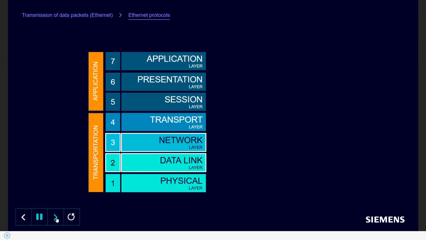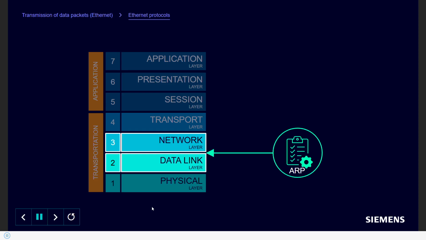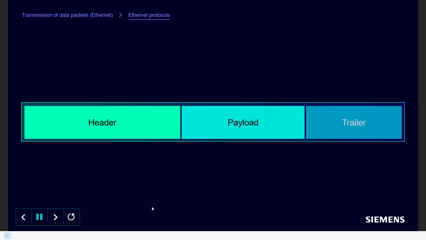ARP is often assigned to layer 3. ARP is responsible for address resolution, however, which actually isn't a task of layer 3. As ARP and IP are closely linked, ARP would be correctly assigned between layers 3 and 2. A frame essentially consists of 3 subsections: a header, the payload, and the trailer. Depending on which Ethernet frame we look at in more detail, the individual composition of the header changes.